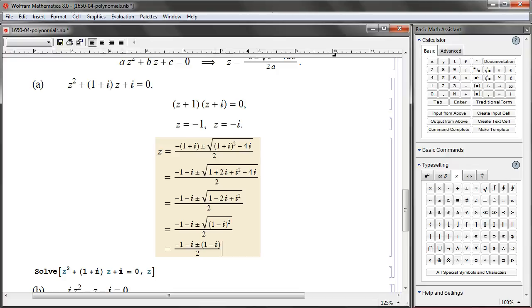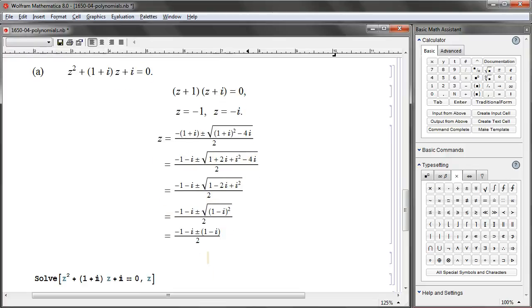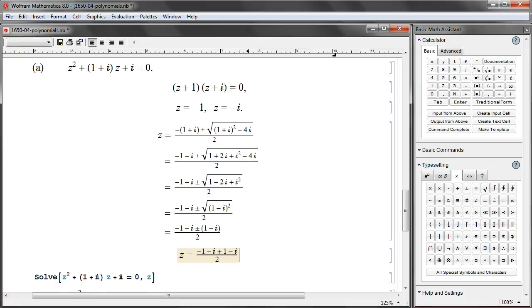And consequently, z is equal to, when this thing is positive, what do I get? Minus 1 minus i plus 1 minus i, everything divided by 2. So what do you get? 1 and negative 1 cancel out. Minus 2i divided by 2. Yes, after simplification, I get negative i. That's when we have the plus sign over here. And we have to consider what happens when we have the negative sign.